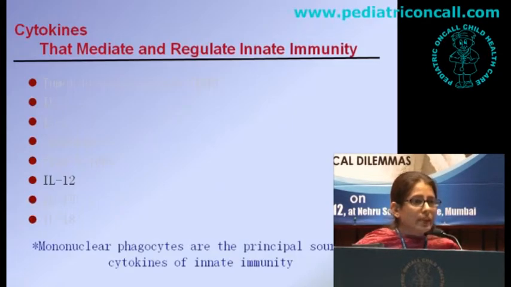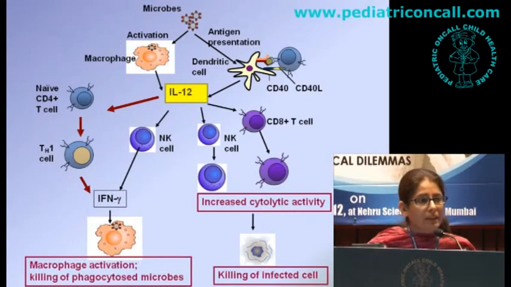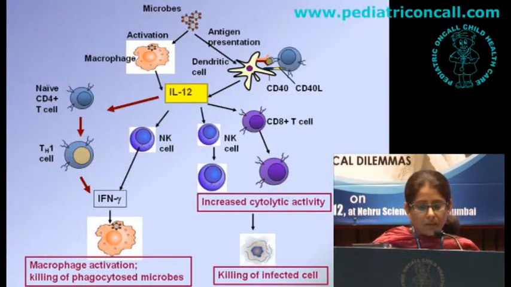IL-12 is also a very important cytokine of the innate immune system. When a microbe activates the macrophages, the antigen-presenting cells, they secrete IL-12. This IL-12 then acts on the NK cells, the CD4 T helper cells, and the cytotoxic CD8 cells. The NK cells and the CD4 T cells secrete interferon gamma, which acts on the macrophages to phagocytose the ingested microbes. So the IL-12 interferon gamma loop is a very important pathway which prevents infection against intracellular pathogens like Mycobacterium tuberculosis and Salmonella. It also acts on the CD8 cytotoxic cells and causes increased cytolytic activity.